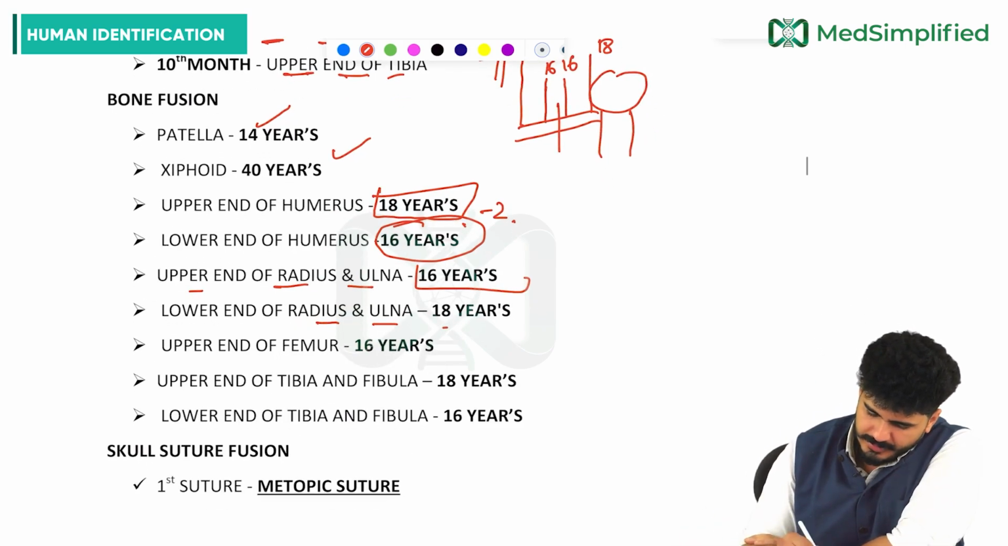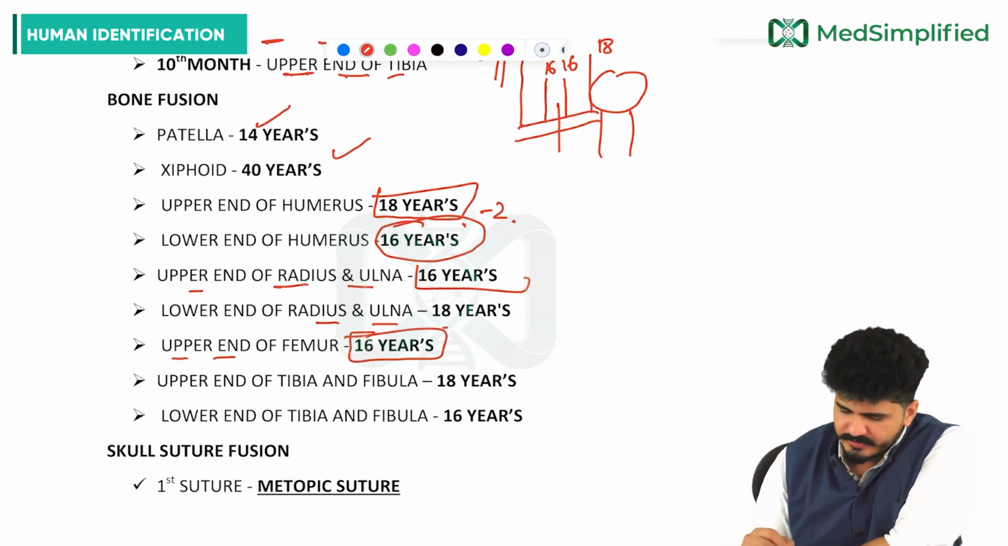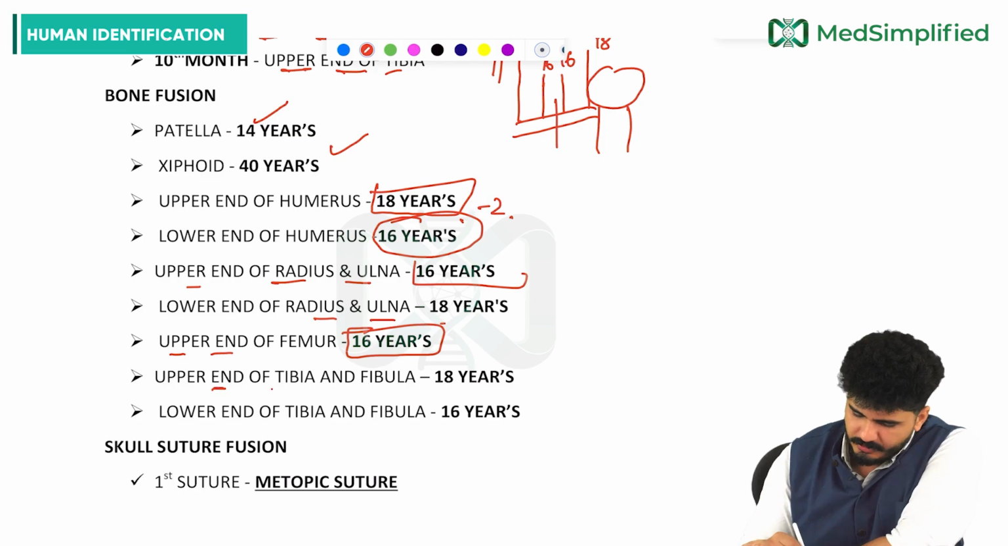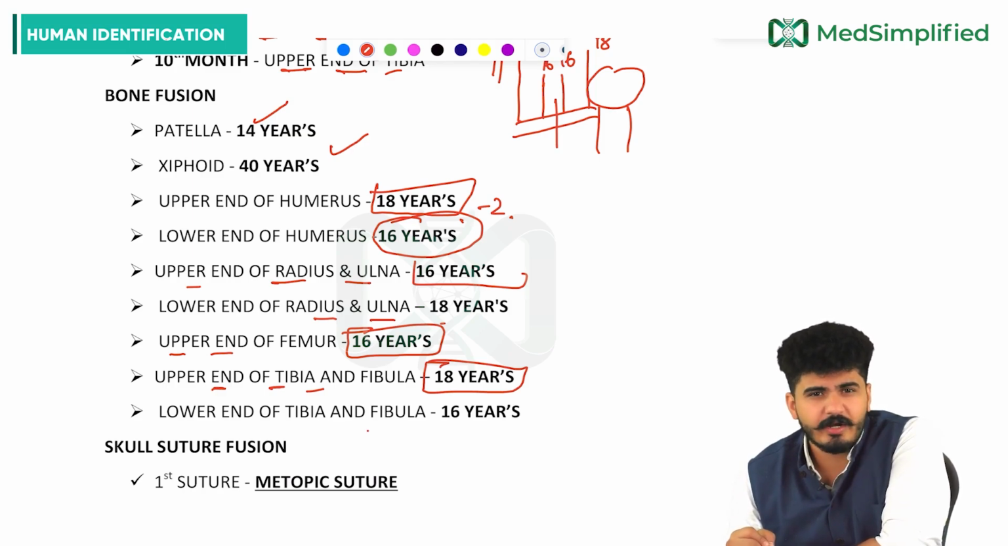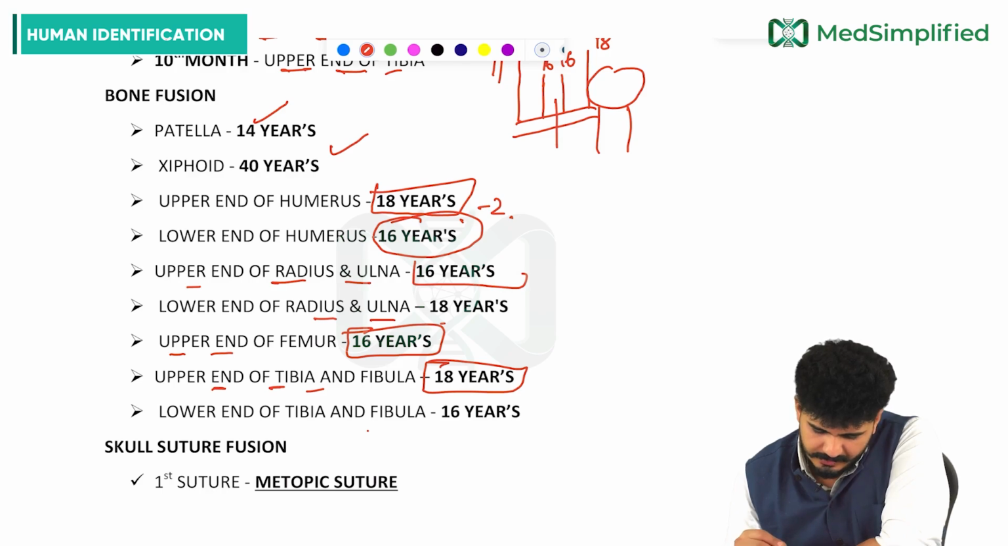Now, upper end of femur, 16 years. Upper end of tibia and fibula, 18 years, my dear friends. The fusion will happen at 18 years. Lower end of tibia and fibula, 16 years.